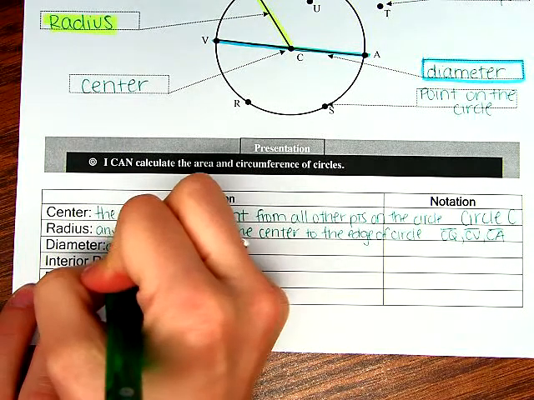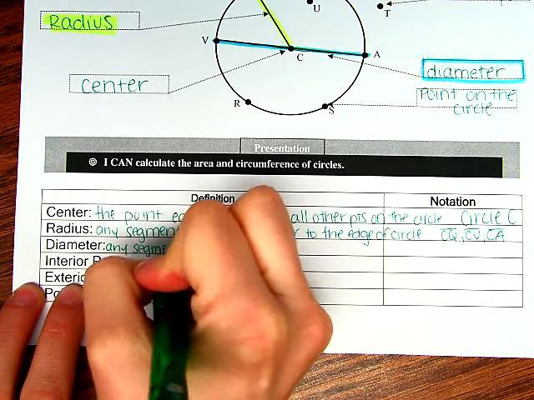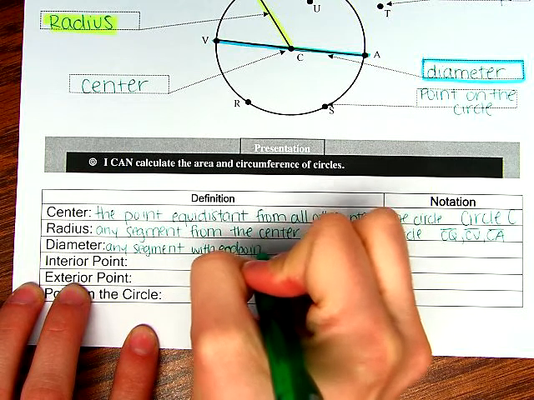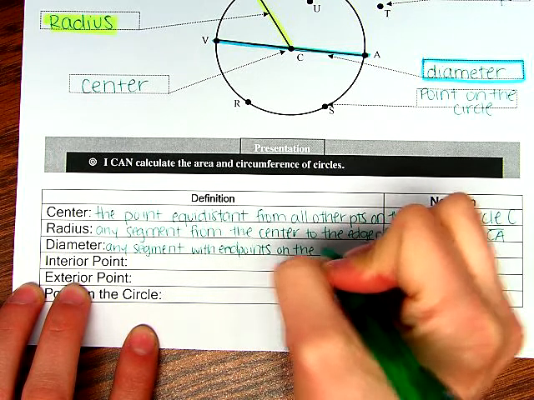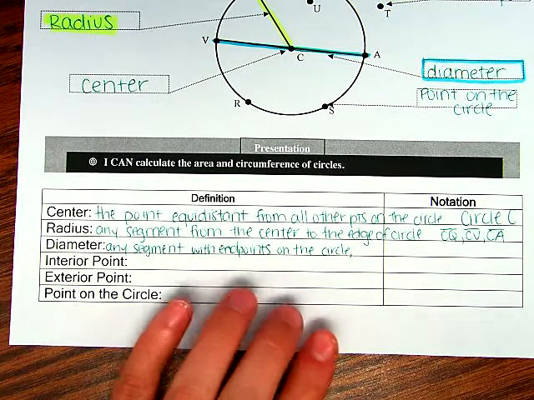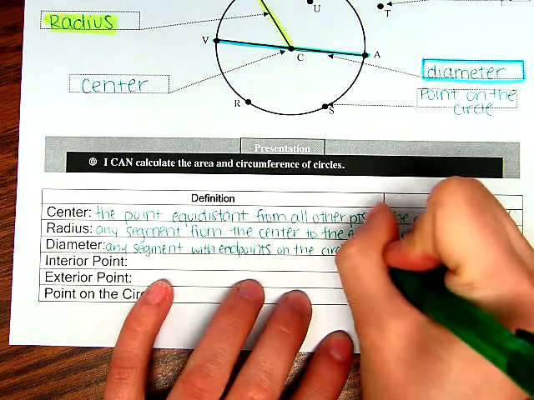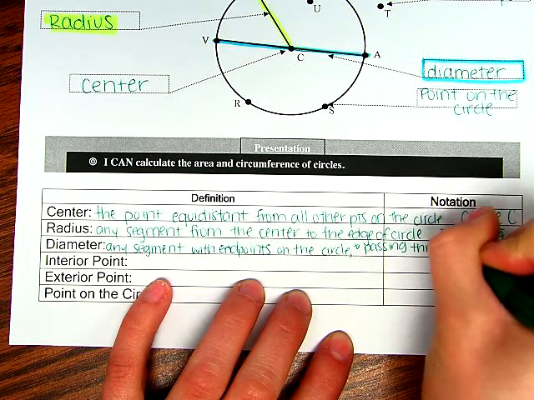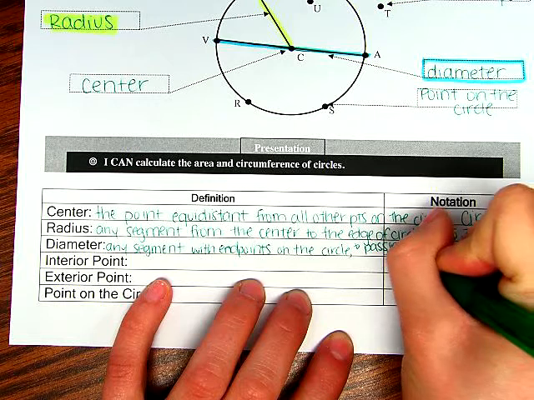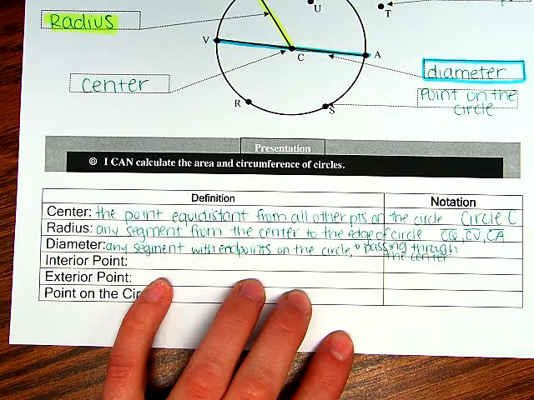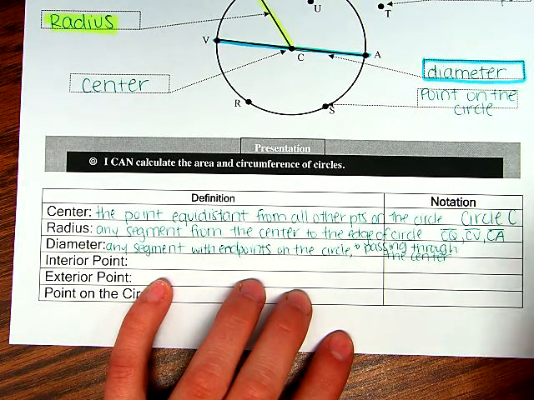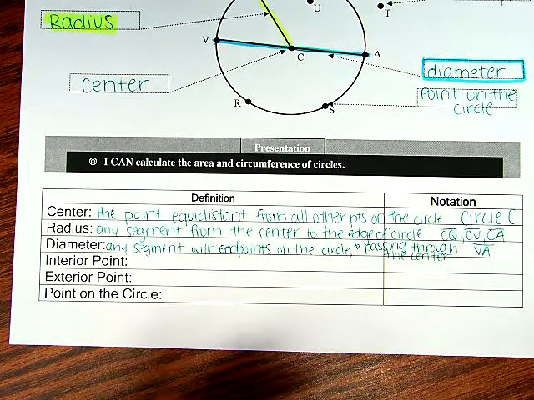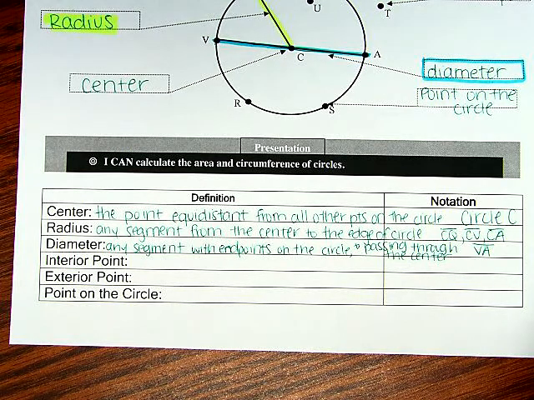Diameter is any segment with endpoints on the circle and passing through the center. And it's notated just like a segment. So we have VA, so it's VA with a segment bar over it, and we speak that as segment VA.